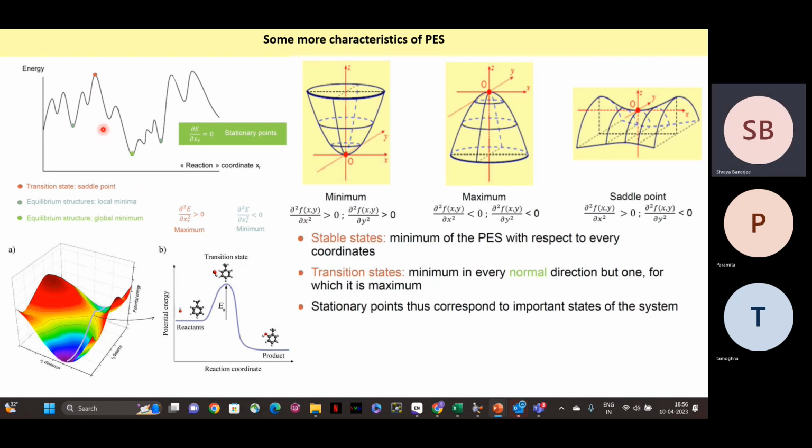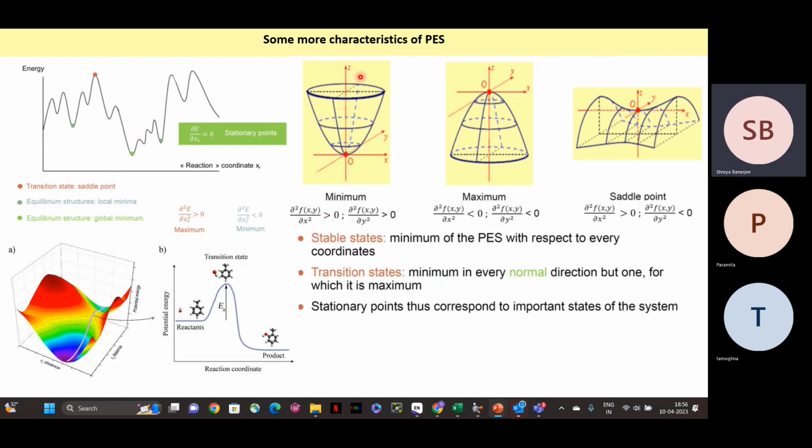Or you can have a transition state. So how are these distinguished? Basically, if the energy profile is like this, this is a minimum. Whether it is global or local, we'll come to later, but this is a minimum energy. The characteristic of that is that the double derivative with respect to x or y are both positive.